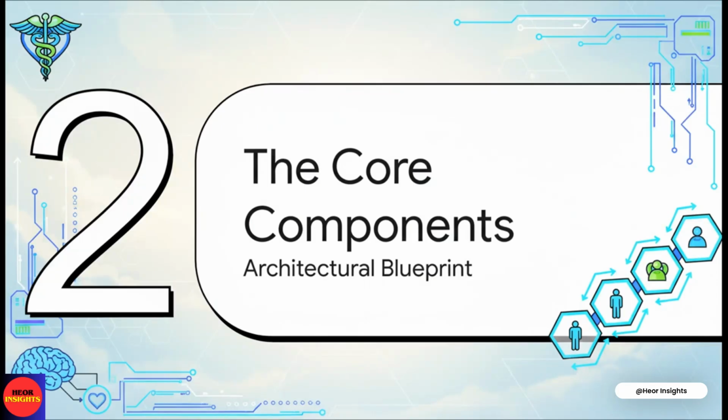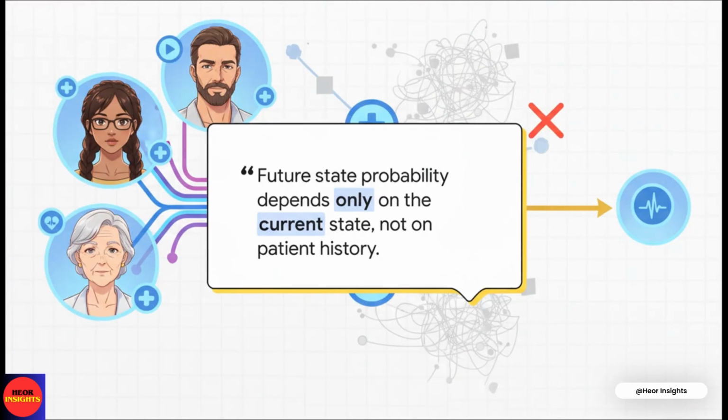Okay, moving on to Section 2. Let's look at the 3 fundamental building blocks, the architectural blueprint, if you will, of any Markov model. So the single most important concept to grasp is what's known as the Markov assumption, or memorylessness. What this really means is that the model has no memory of the past.